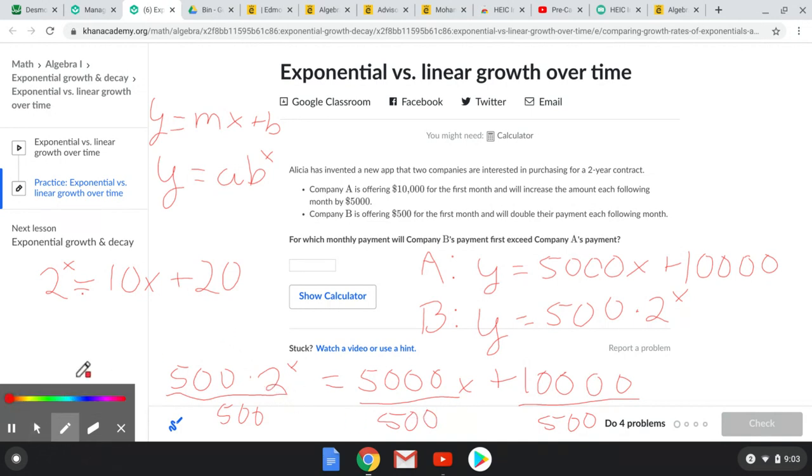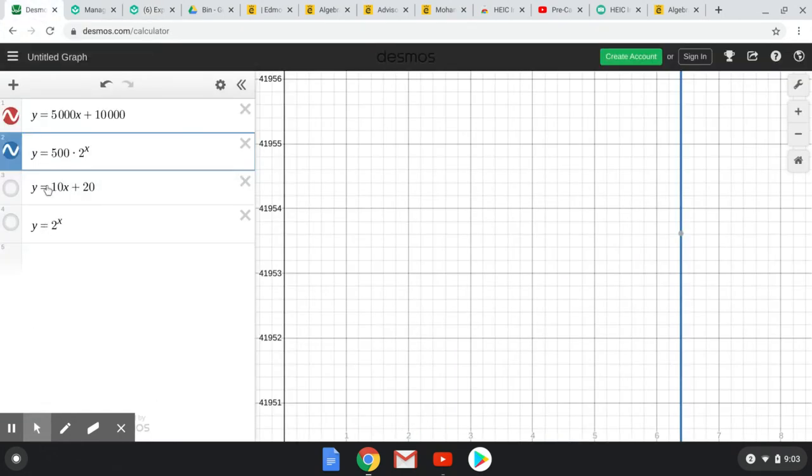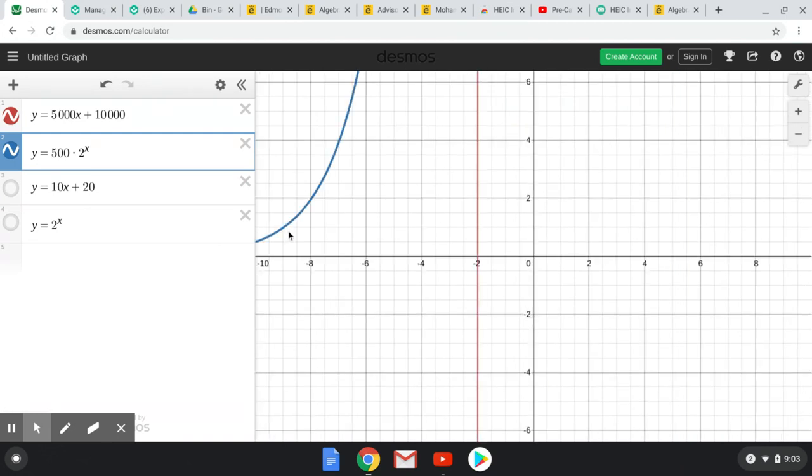So I haven't actually changed this equation. The graphs are going to be different, but the x value of where they cross is going to be the same. And that's what we care about. So remember, it's 2 to the x and 10x plus 20. That's what we're putting in our calculator. So I have that here. I'm going to scroll out. These are what my original graphs looked like.